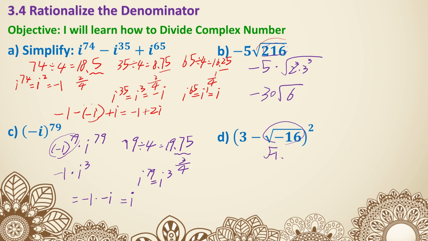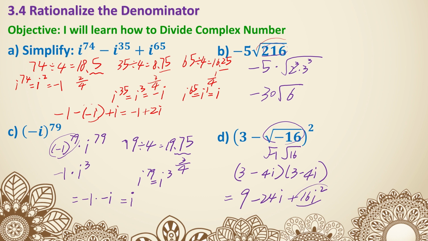D. First, we have to rewrite that. That is the same as the square root of -1 times the square root of 16. So it's 3 minus 4i times another 3 minus 4i. You can choose to make a box, or you can go directly to the answer. It's 9 minus 24i, and then plus 16i squared, which again turns into -16. So the whole thing is -7 minus 24i.